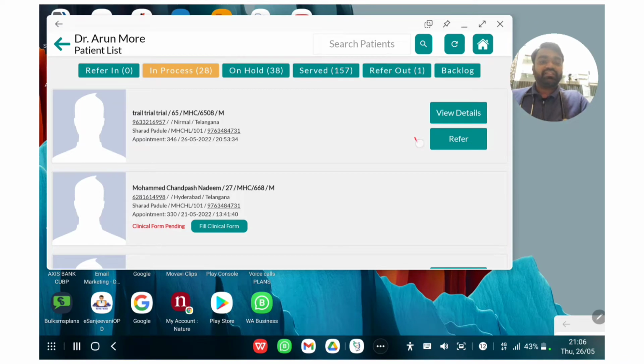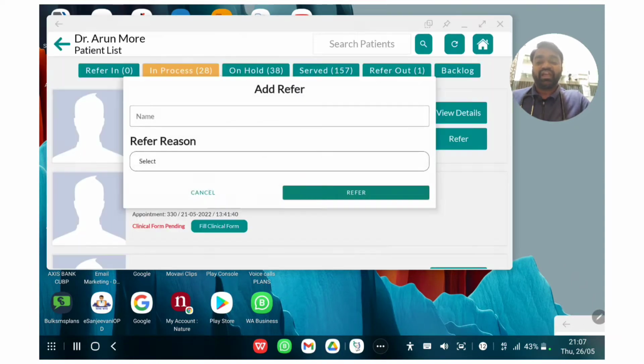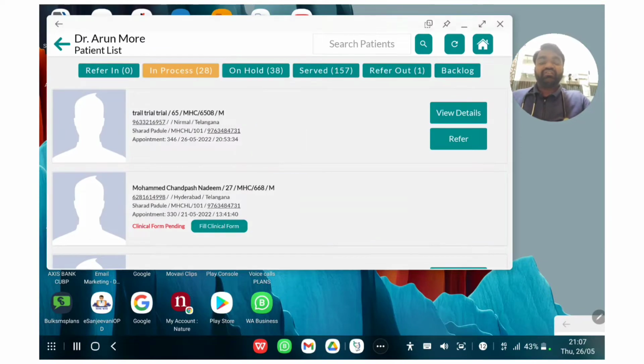You can see the Refer button and View Details button, two buttons over here. If you want to refer the patient somewhere else, like from PSC to CSC to district hospital, or to any other expert or any of your doctors inside the institution, you can just press the Refer button and send it out, referring the patient from system to system.